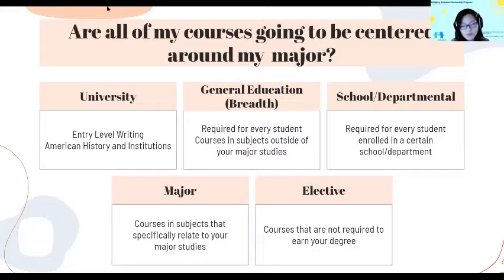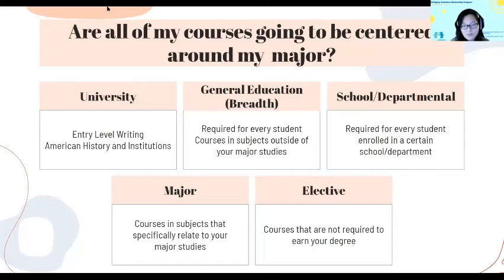The second one is going to be your general education or breadth courses. And these are courses that are required for every student to take, and they'll be divided into categories. So you'll have science and technology, arts and humanities, languages, and so on. So these are just a way for the university to offer you a variety of information and knowledge that you wouldn't get if you only focus on courses that pertain to your major.